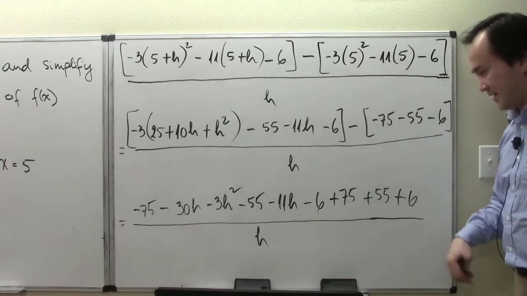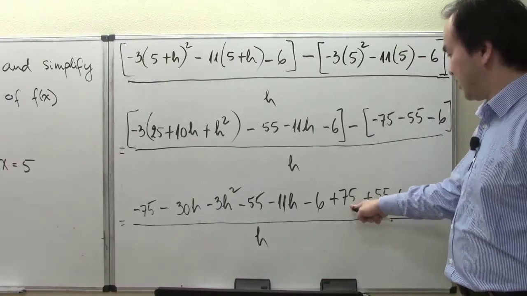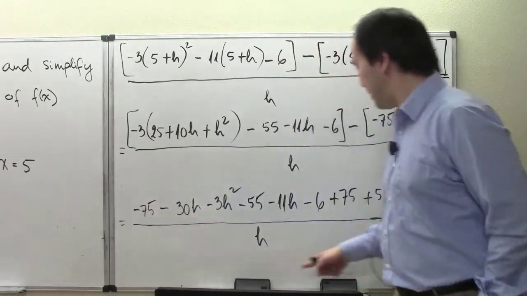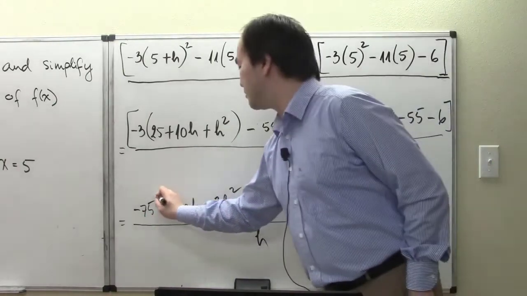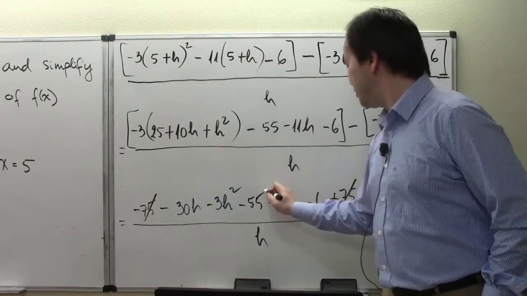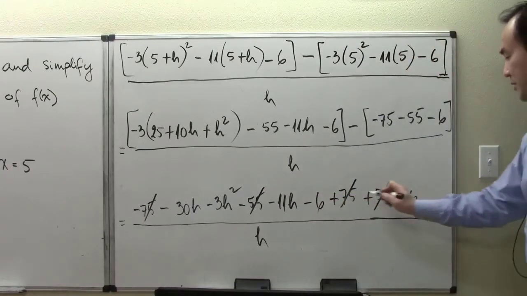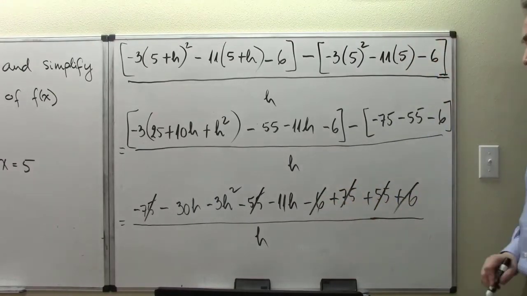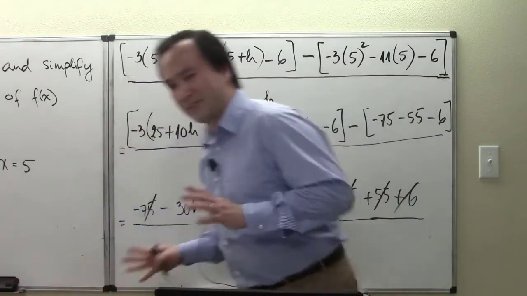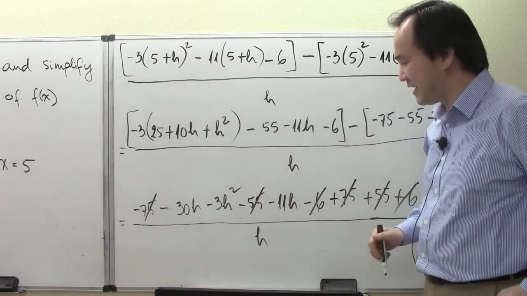And so now lots of cancellation is going to happen. The like terms with opposites: minus 75 and 75, those two get cancelled. Minus 55 plus 55, those two get cancelled. Minus 6 and positive 6, those two get cancelled as well. And look how nice it is. In the next step, it's going to be tremendously shorter. And that's the whole point of simplifying it down.